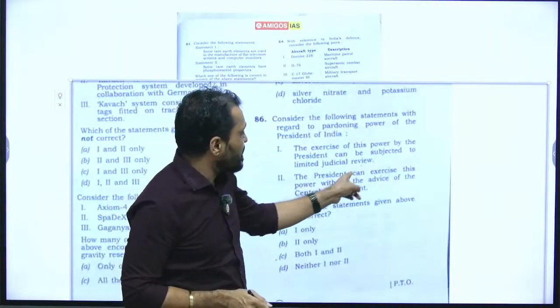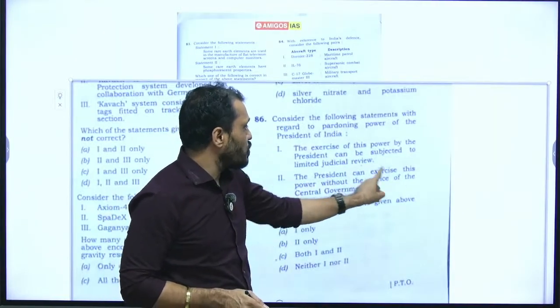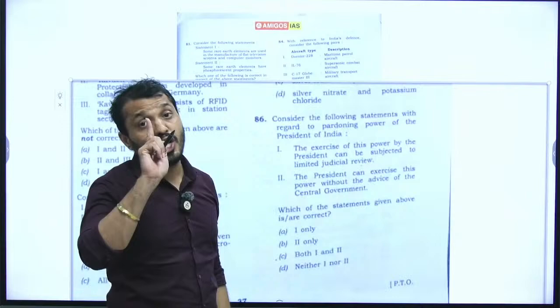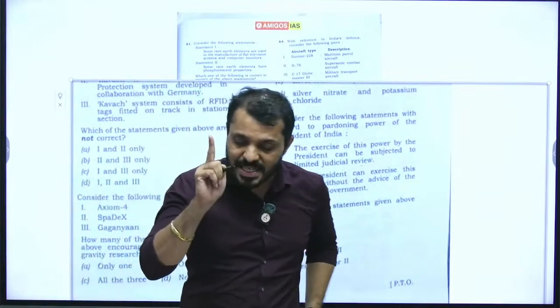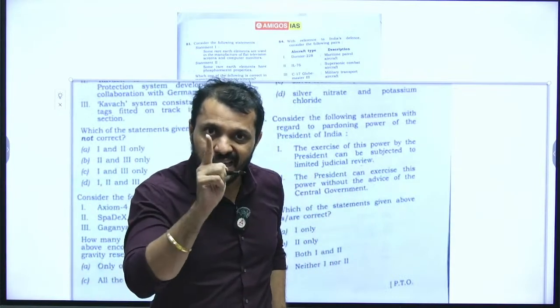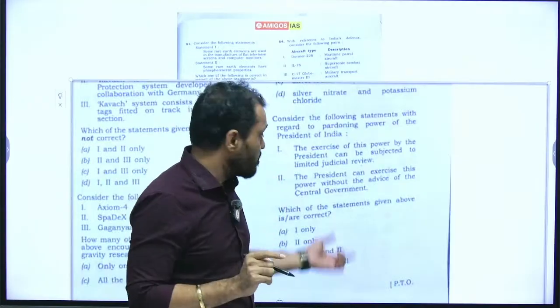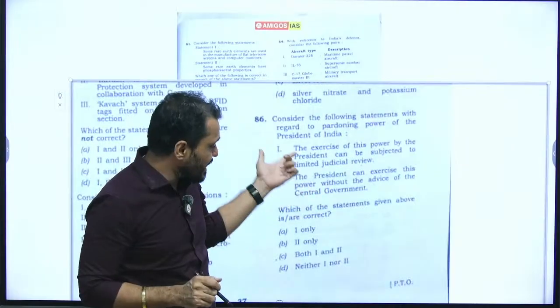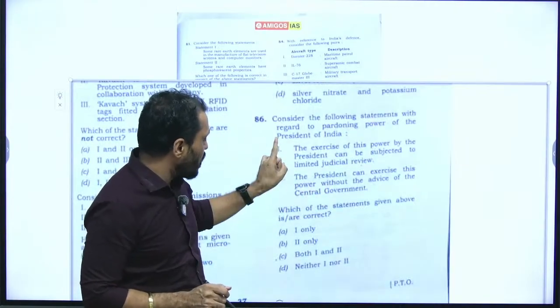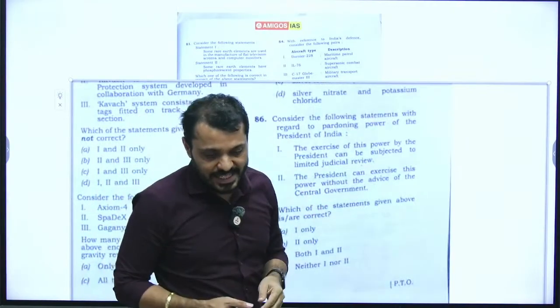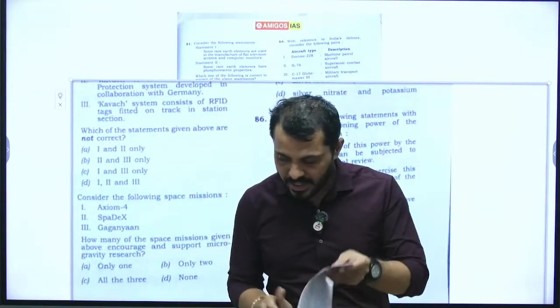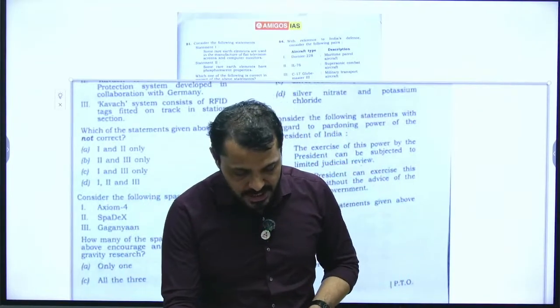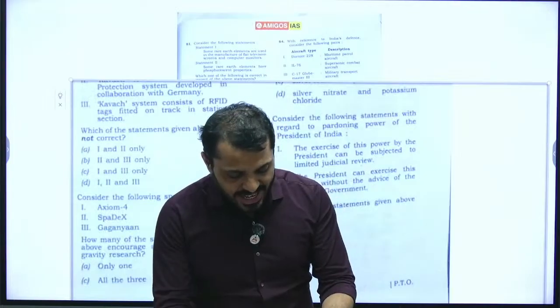Second one, the President can exercise this power without the advice of the central government. This is wrong. The President has to exercise the pardon power only on the advice of the Council of Ministers. So it is saying without the advice of the central government. This statement is incorrect. So which statement is the correct one? Only one is the correct statement. So 86 is one only. Next, question number 87.